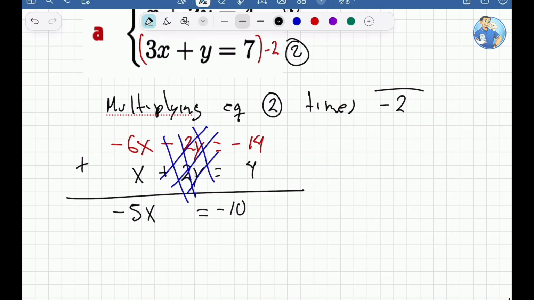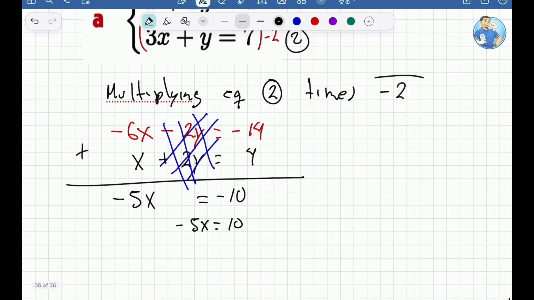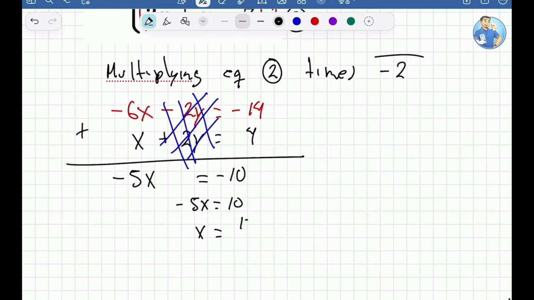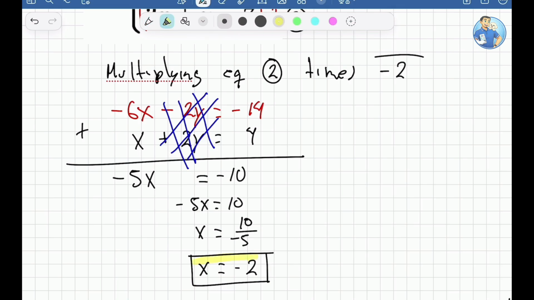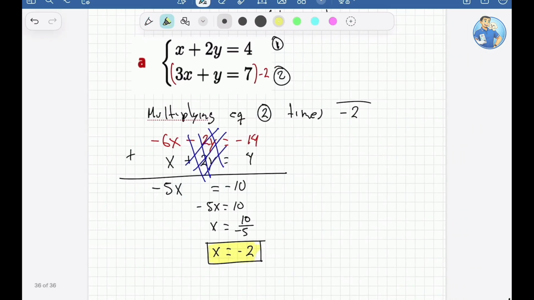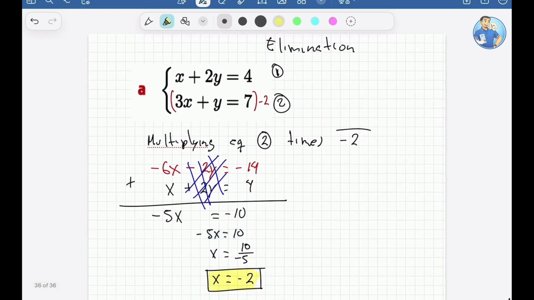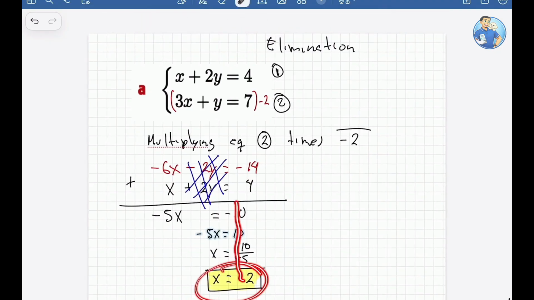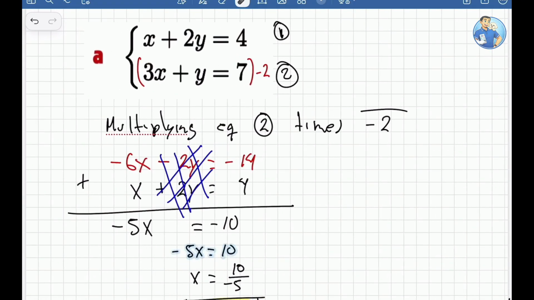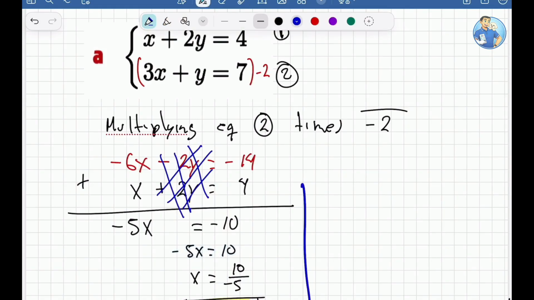So we can solve this equation. Let me copy the equation. This is our equation. We can solve for x. So we can say the x is going to be 10 divided by negative 5. And this is minus 2. So once we have this x equals minus 2, we can find y by substituting this x equals minus 2 here. Let's do this here.